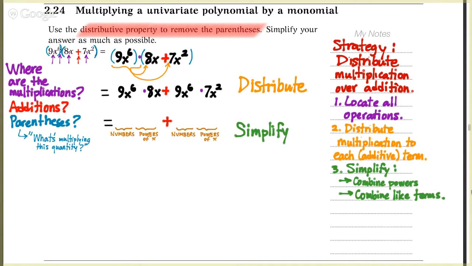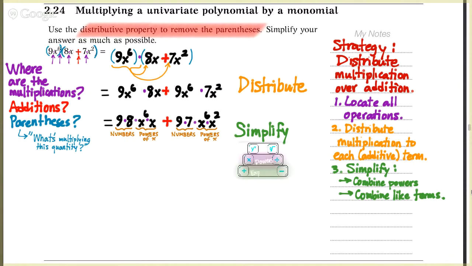In the first term, the coefficients 9 and 8 go together, and the powers x to the 6th and x go together. Again, this is a step that I like to write out to make it really obvious what we're doing. If you skip this, then it's not always going to be clear when you look back on your work later what exactly happened. In the second term, our coefficients 9 and 7 multiply together, those are like factors, and the powers of x are x to the 6th and x to the 2 this time. Now we know what to do.